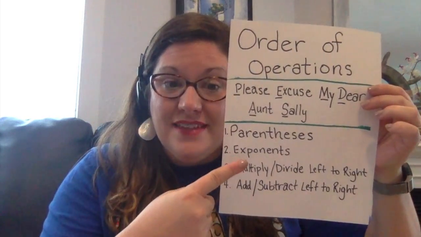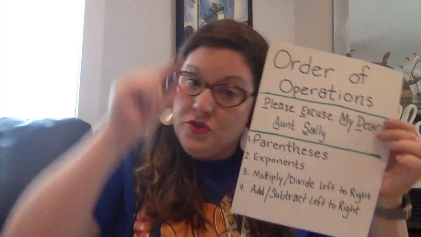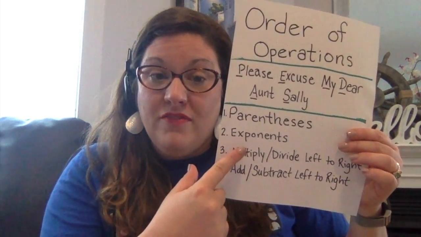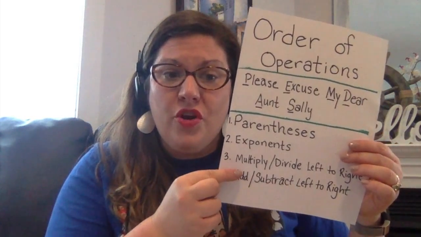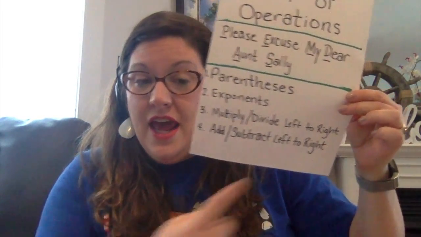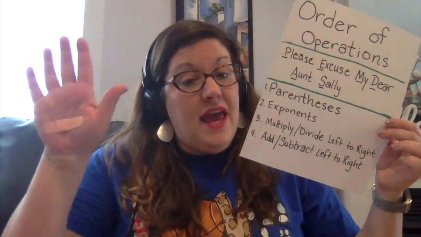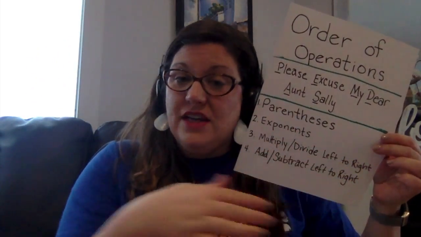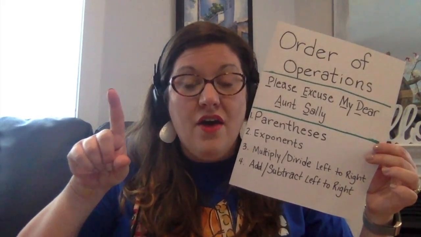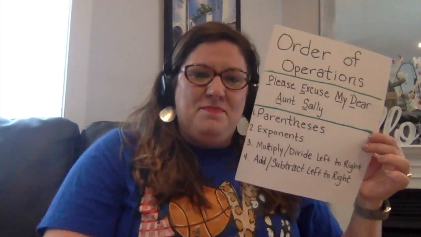Our second step is exponents. We know that these are the powers that are really small numbers raised up in the corner beside of a number. Exponents are what we evaluate second. Third, we deal with all multiplication and division, and we work from left to right across the problem. So if we have division before multiplication in a problem, it's okay to divide before you multiply as long as you're working from left to right across the problem.